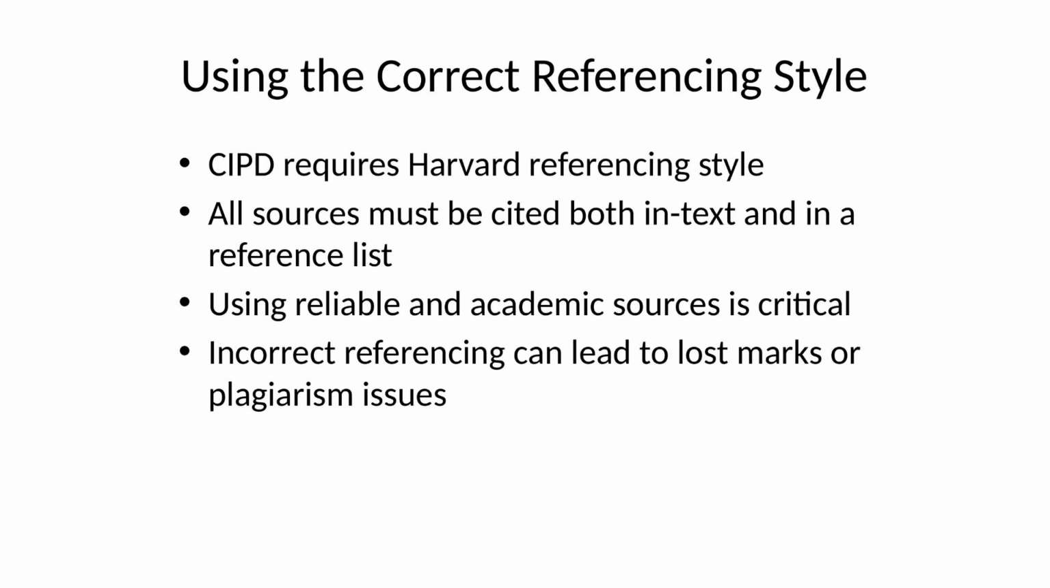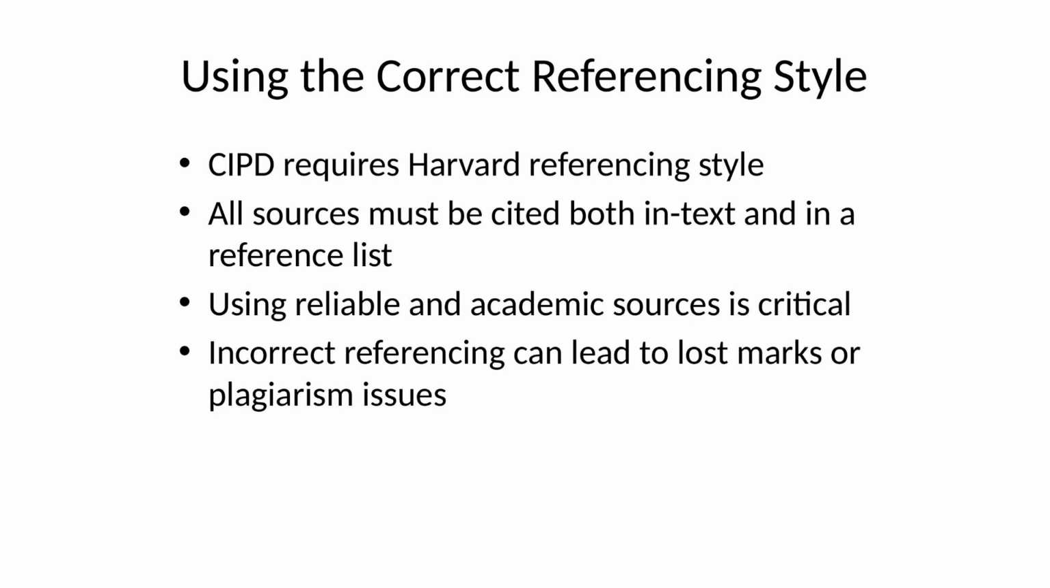CIPD assignments must use the Harvard referencing style, which includes both in-text citations and a full reference list at the end. This style requires you to include the author's surname and the year of publication in the body of your text, e.g., Armstrong 2020. Each source cited must then appear in your reference list with full details.